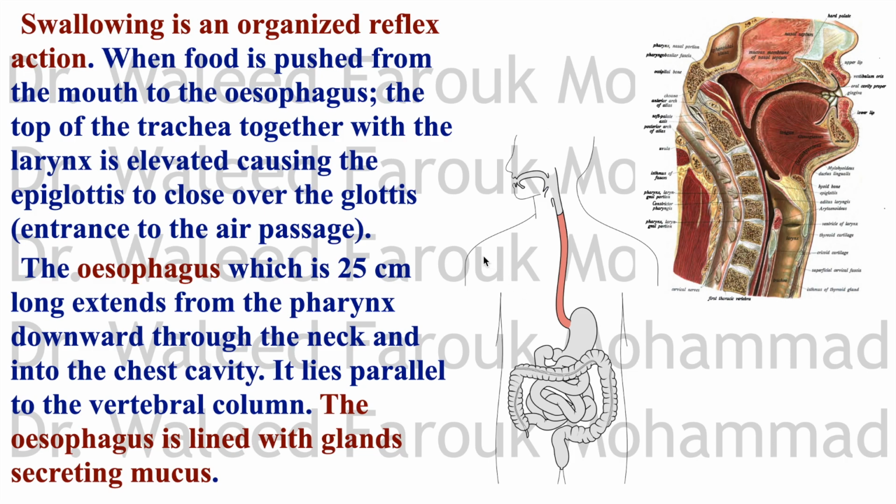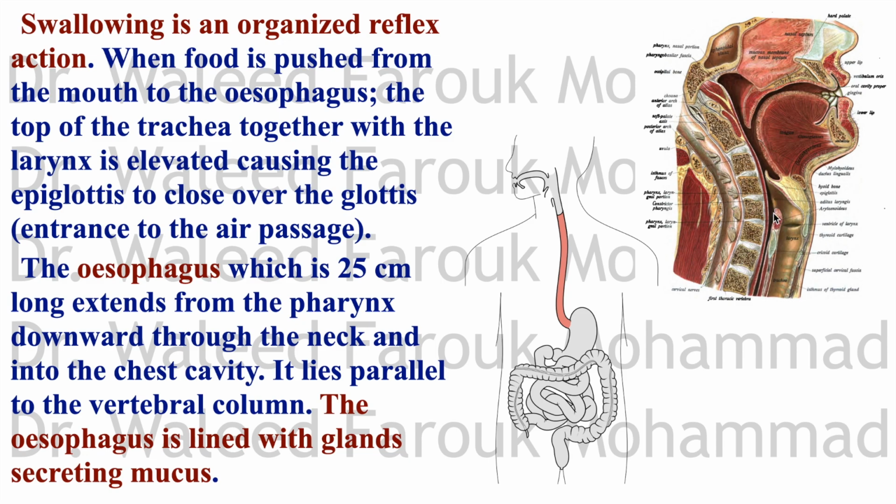This is swallowing. Okay, as I told you, when food is pushed from the mouth to the esophagus, the top of the trachea together with the larynx is elevated, causing the epiglottis, which is this one, to close over the glottis. This is the region of the glottis.